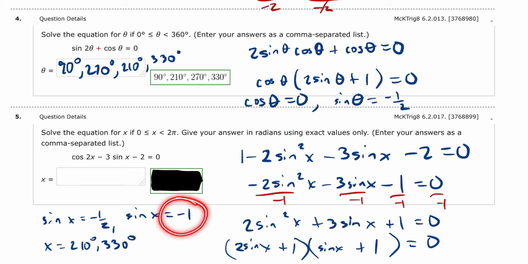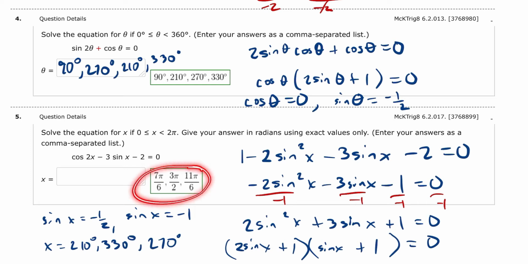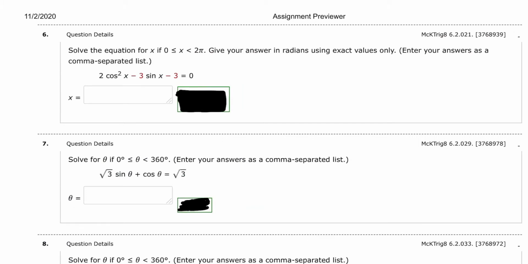And sine is negative 1 at 270. So that would do it. Oh, but these are in radian. So these are the same answers, they're just in radian form. So just look them up and you can get those answers.